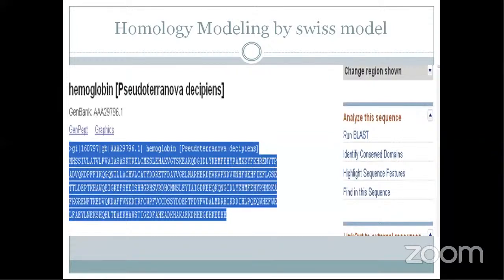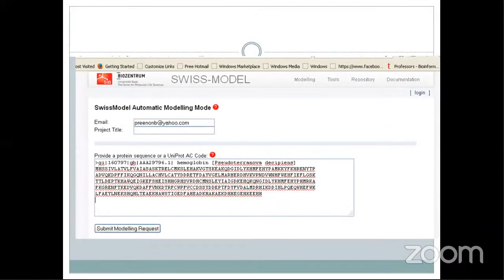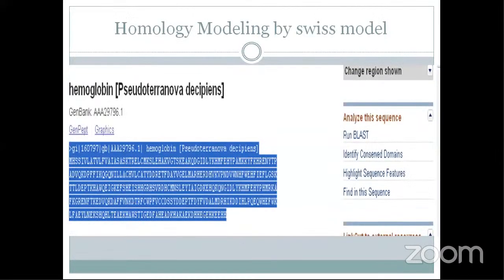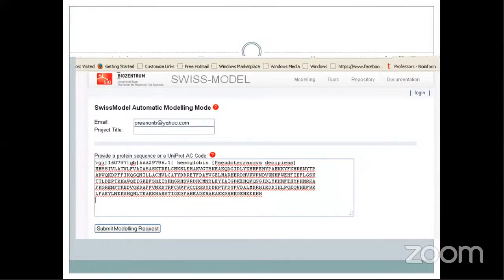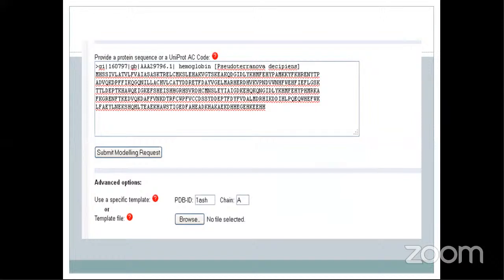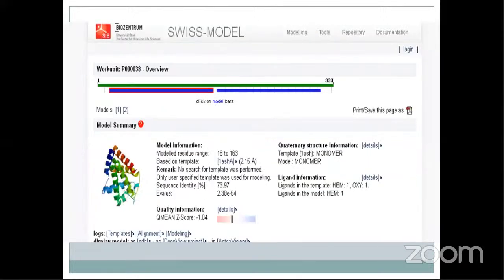So, homology modeling by Swiss Model. Swiss Model is a particular server in which you just need to copy and paste the particular protein sequence, and the Swiss Model server will produce the 3D structure. So this is one. I have taken one model sequence, and the particular sequence is pasted in the Swiss Model, and finally we will be getting the 3D structure in this manner.